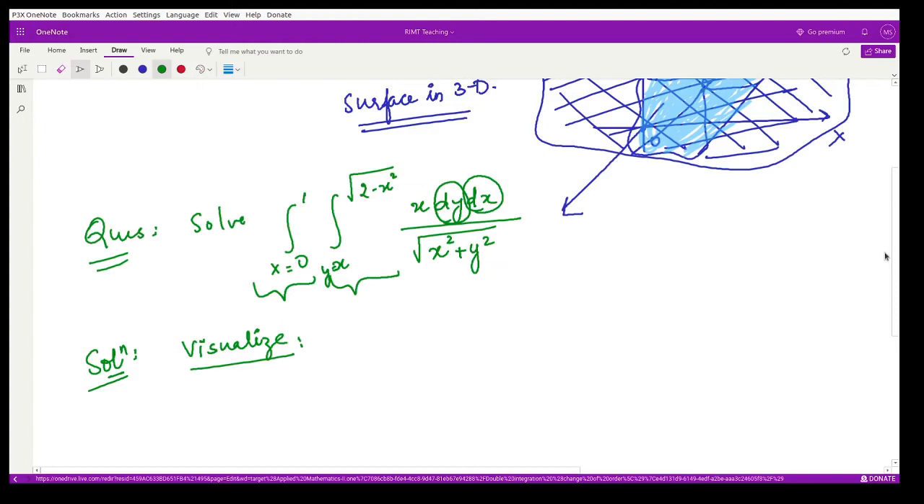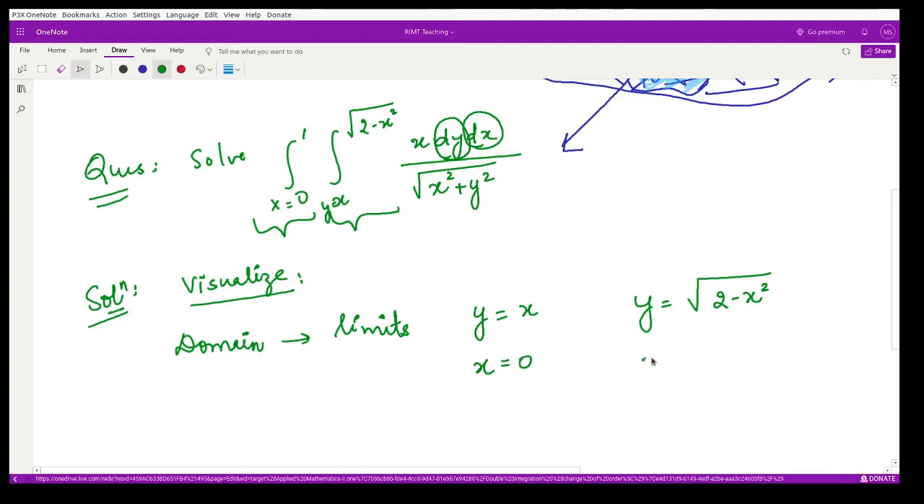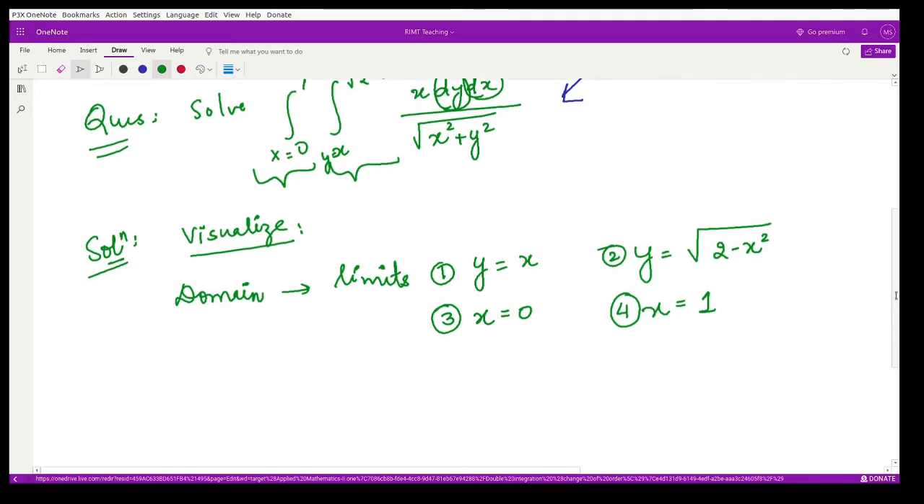So how can we visualize this? For that you should know what your domain is. For the domain, you can look at your given limits. You see from here, y is equal to x is the lower limit, and y is equal to square root of 2 minus x square is the upper limit. These are the variable limits in y. Moreover, the limits in x are given to be x is equal to 0 and x is equal to 1. So you obtain 4 equations from here, and you have to draw these 4 equations in order to visualize the given domain.